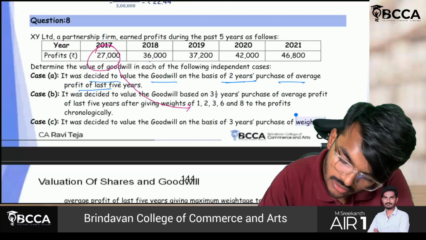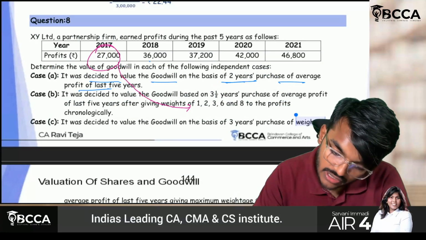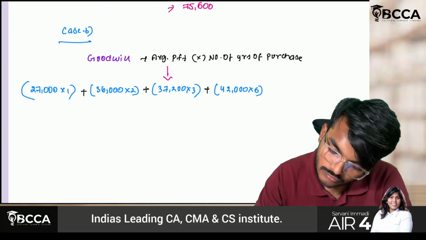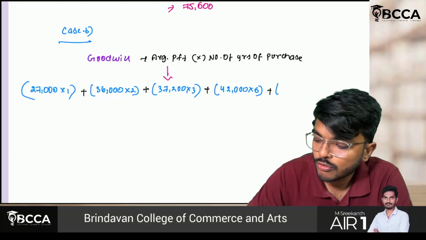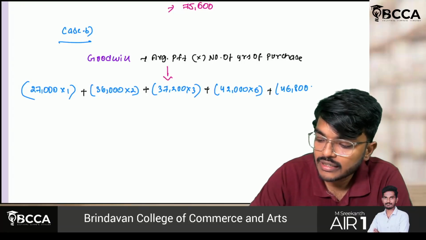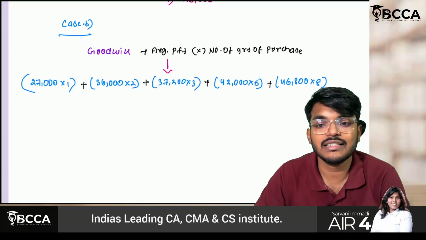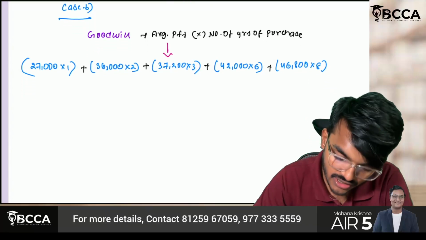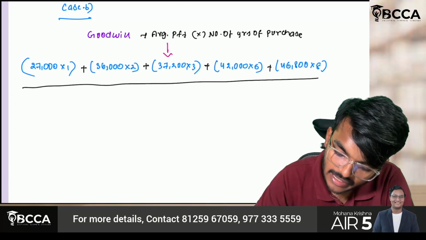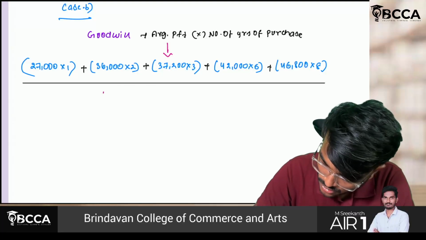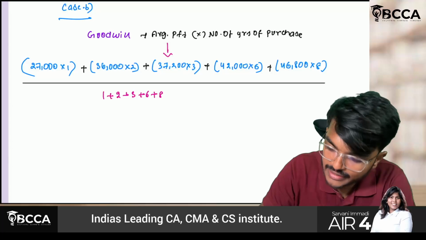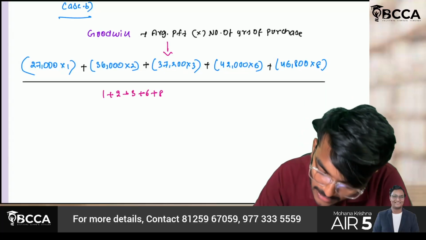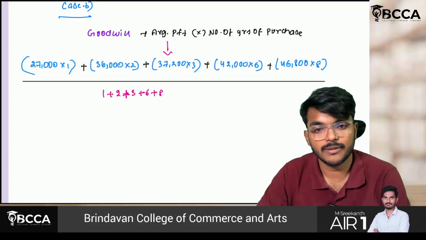And last one, 46,800 into 8. Guys, this is how you will be calculating weighted average. Divided by, in the denominator, I will be writing all the weights. So 1 plus 2 plus 3 plus 6 plus 8. Please calculate and tell me what is the answer.